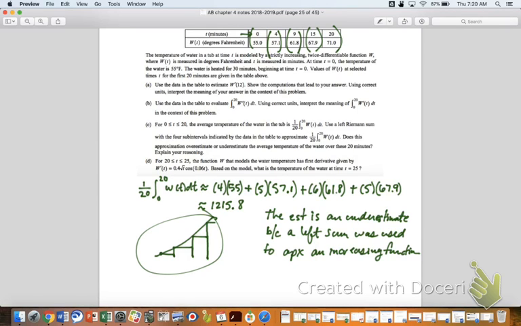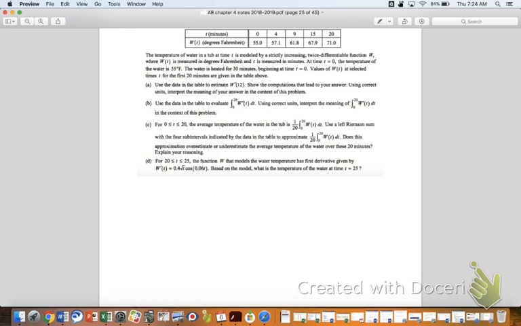Okay, and then finally we get to part D. Part D says, for the interval from 20 to 25 minutes, the function W that models the water temperature has a first derivative given by W prime. So they still haven't told us what W is, but now they've told us the first derivative we think is this, W prime, at least for 20 to 25. Based on the model, what is the temperature of the water at time t equals 25?